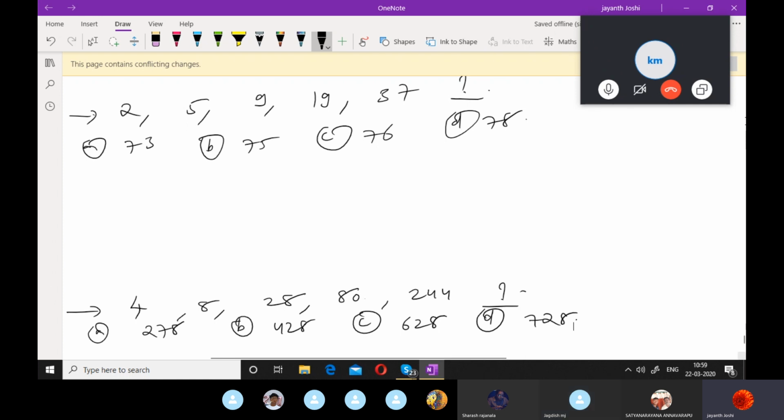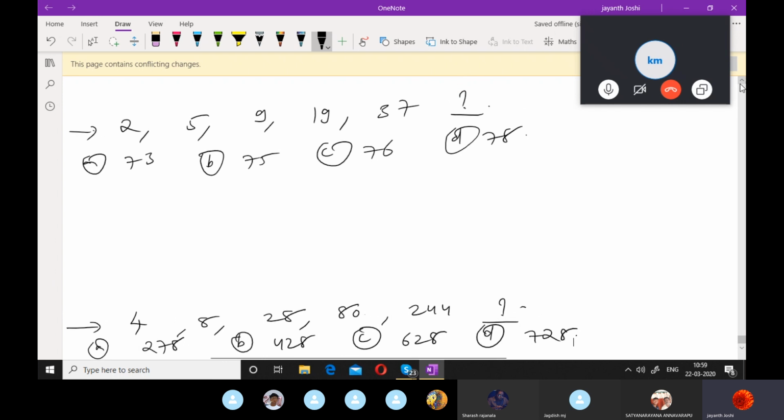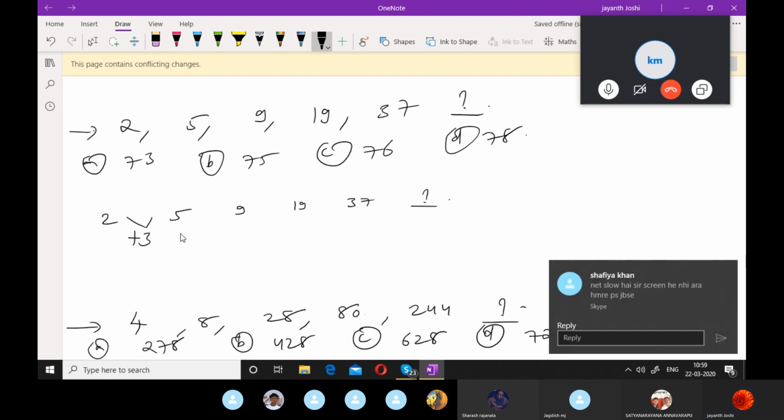Okay, let's see these two problems. So let me take this 2, 5, 9, 19, 37, question mark. Many of you have gone with this. You would think, since sir has told us to go with the difference method, we'll go with that. I'm glad, not a problem. You should go with this: 2 plus 3, 5.